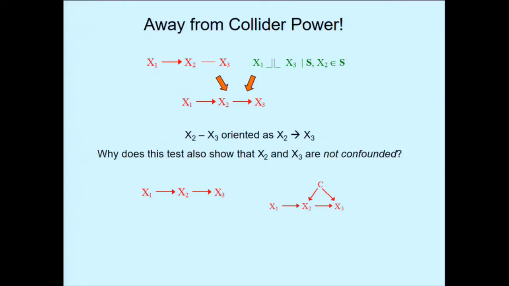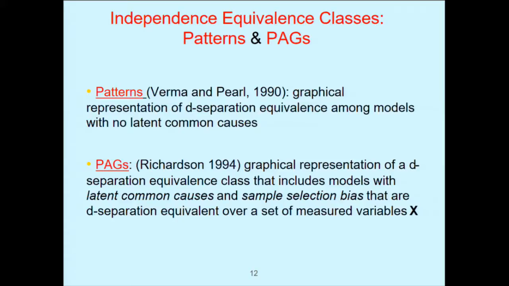So with the away from collider, we don't know that X1 and X2 are unconfounded, but since we oriented this as an away from collider, we do know that X2 and X3 are unconfounded. That's a very powerful conclusion. It's saying that there does not exist some latent common cause you've left out of the model. Okay, so that's the explanation. I'll go on.